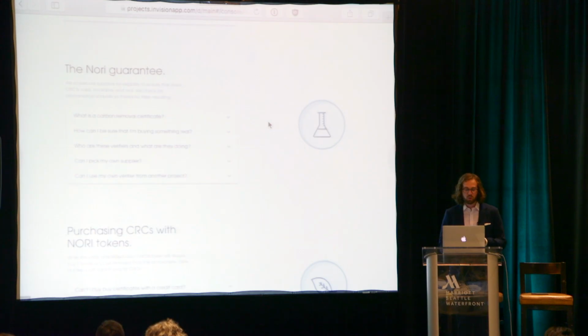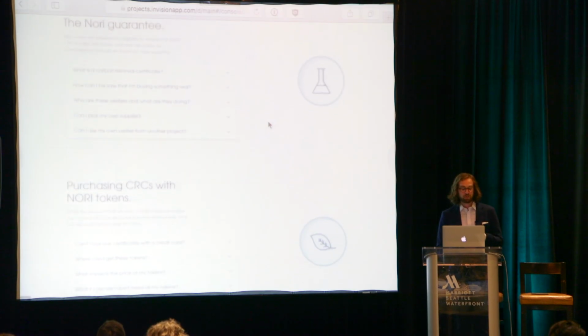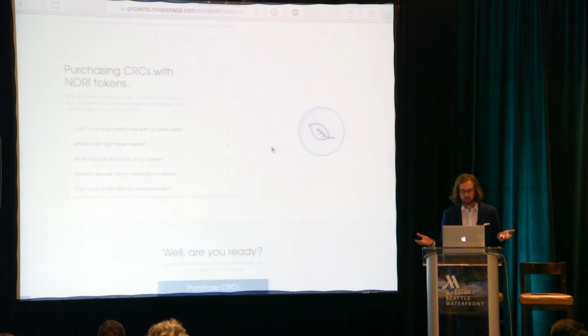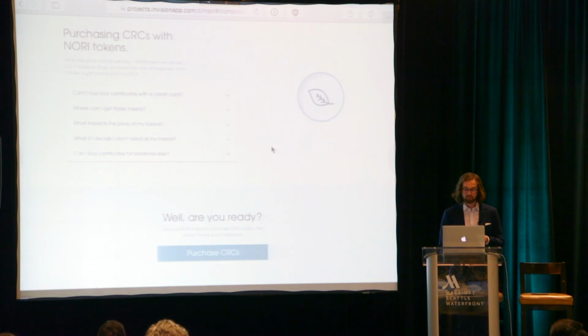So the questions here: what is a carbon removal certificate? How can I be sure that I'm buying something real? Who are these verifiers and what are they doing? Can I pick my own supplier? Can I use my own verifier from another project? And then lastly is the purchase process, purchasing CRCs with Nori tokens. Asking questions like, can't I buy certificates with a credit card? Where can I get these tokens? What impacts the price of my tokens? What if I decide I don't need all of my tokens? And can I buy certificates for someone else?